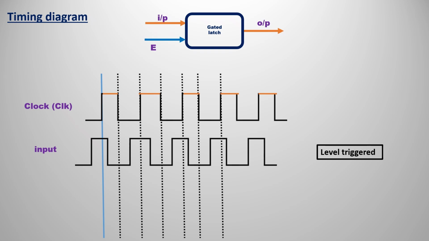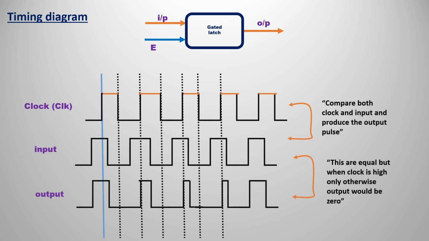So I have taken each and every position, the lines also, the dotted lines also at each and every level. After every level changes, if you observe the first level, it changes from 1 to 0, then again the level changes from 0 to 1, like that it is going. So at every level change, I took a dotted line so that you can understand and compare the clock and input signals. So we have to compare both of them and produce the output.